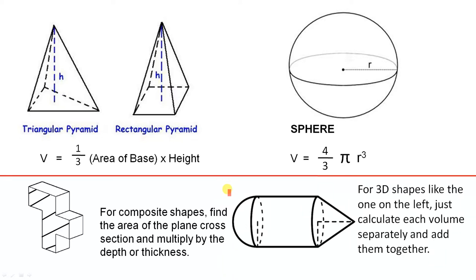For composite shapes, find the area of the plane cross-section and multiply by the depth or thickness. So here's the cross-section here, that part that's shaded. So if you find that total area there, and then just multiply by that length, that gives you the depth or the thickness, and that gives you the volume. For 3D shapes like the one on the left, just calculate each volume separately and add them together. So in this particular case, you calculate the volume of half the sphere, the cylinder, the cone, and just add them together.